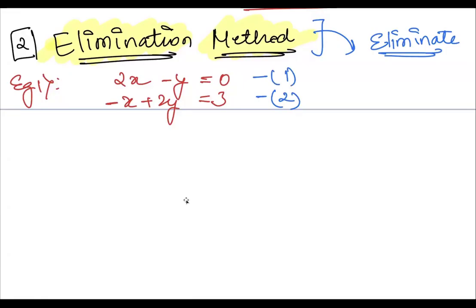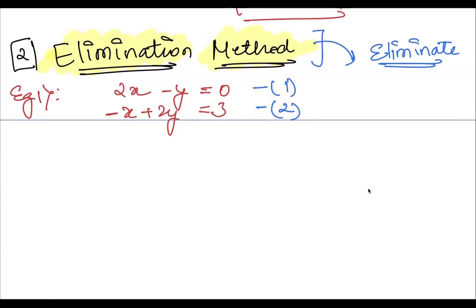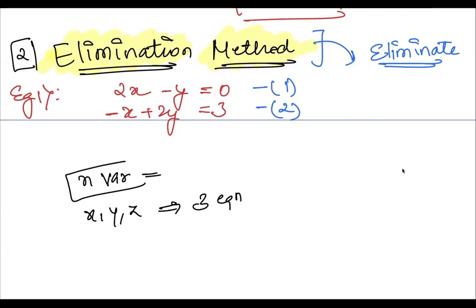Okay, so I see two questions. If there are n variables, then we have n number of equations. Yes, that should be correct. If, let's say, there are variables x, y, z, there should be three equations. So what I can say is, if there are n variables, there should be n equations.